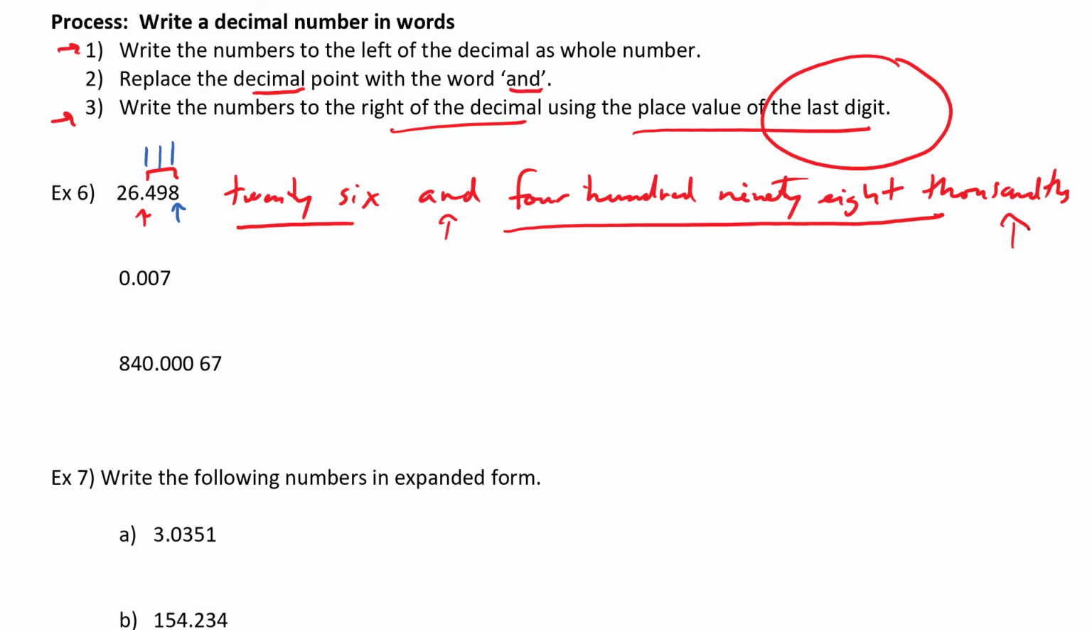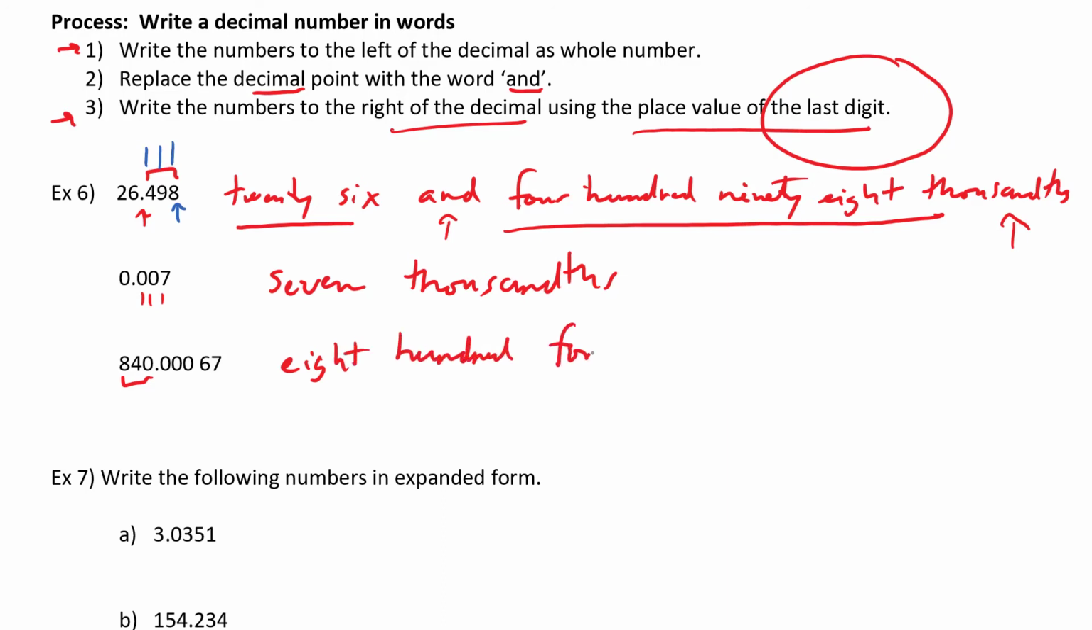Next one here, there's no number in front. Therefore, we don't need to put in the and. We just write 7. What's the place value? Tenths, hundredths, thousandths. 7 thousandths. That's how we write that one. Try one more. 840. Notice I said that wrong. I said 840. It should just be 840.